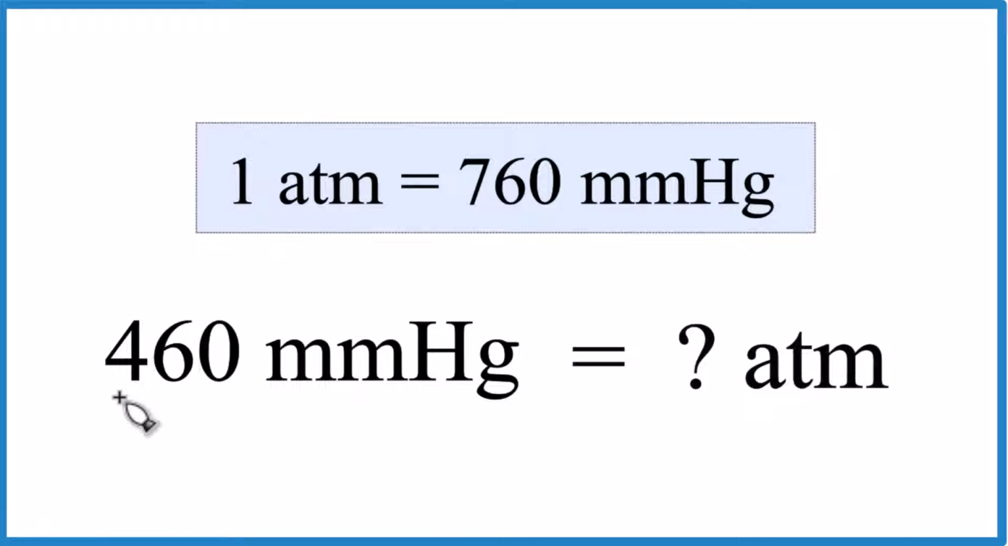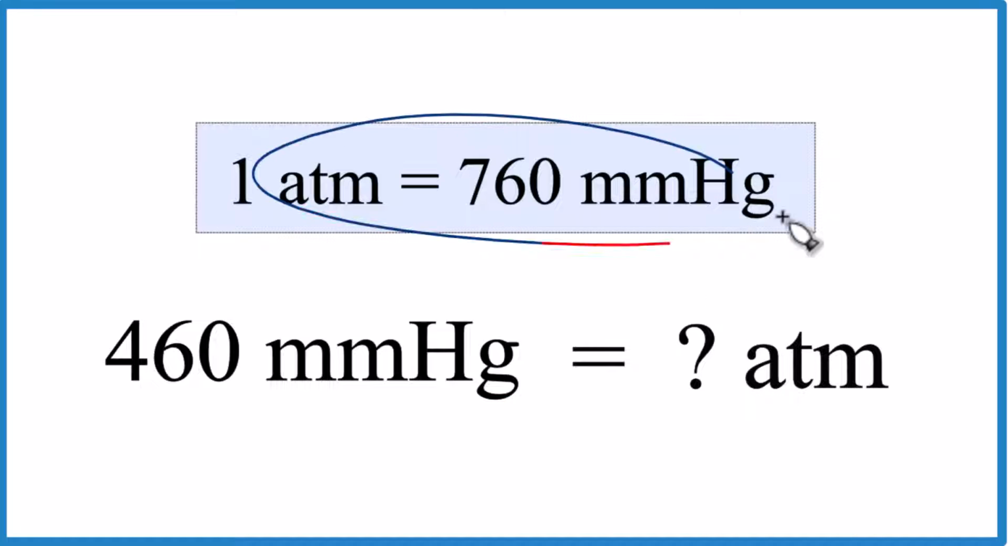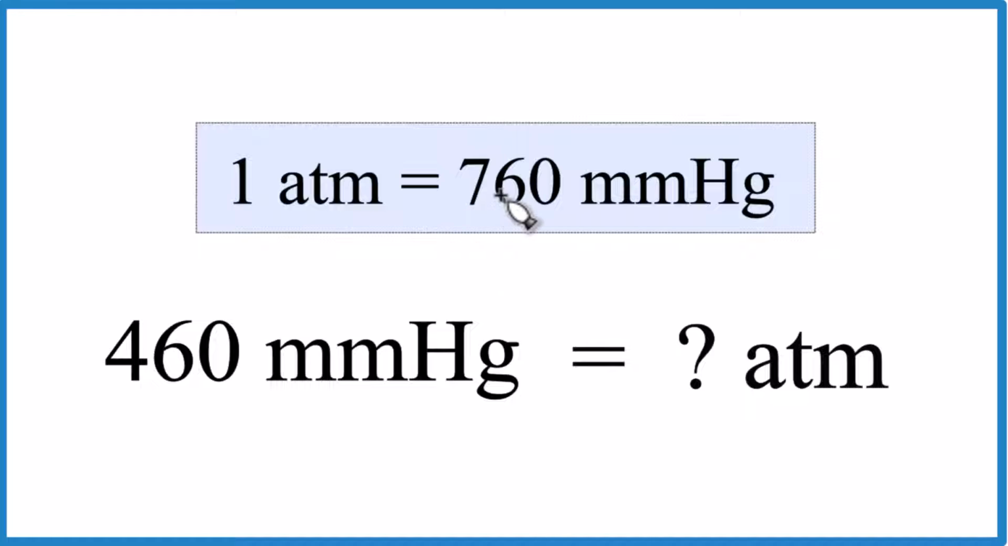Let's convert 460 millimeters of mercury to atmospheres. So here's how we do it. We have this conversion factor up here: 1 atmosphere equals 760 millimeters of mercury. So we're going to take the 460 millimeters of mercury and multiply it by the conversion factor.